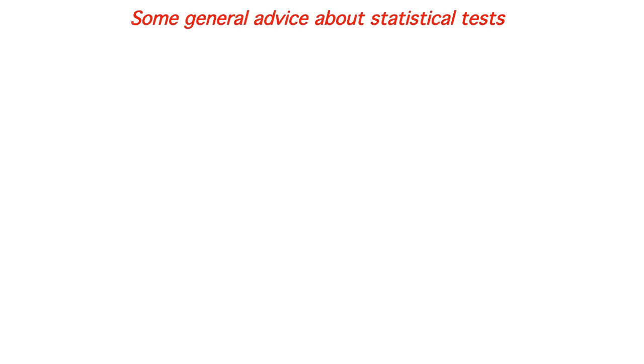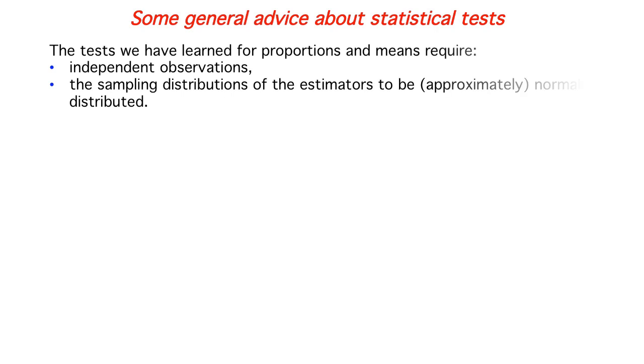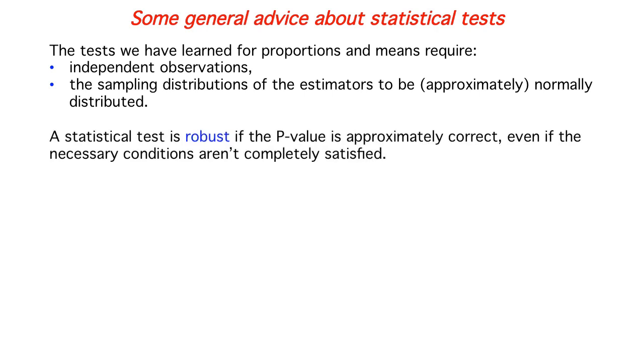For the tests for proportions and means that we've learned, we require the following conditions to be true. First of all, observations must be independent of each other, and we need the sampling distribution of the estimator of the proportion or mean to be at least approximately normally distributed. We say that any statistical procedure is robust if it is not sensitive to violations in its necessary conditions. For our test, there's no way to get around independence. Our observations must be independent of each other.